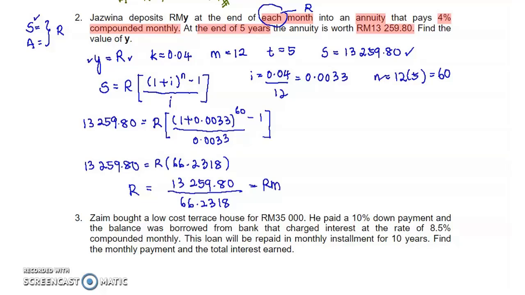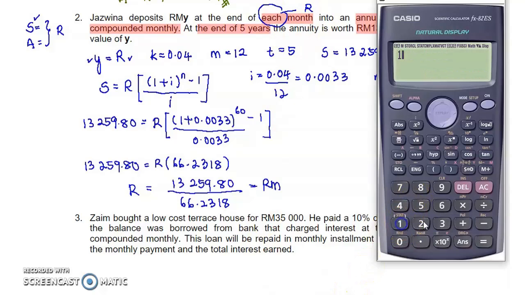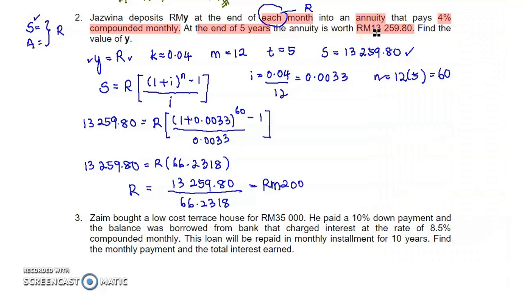So the monthly payment here, because we pay every month in this question, is 13259.8 divided by 66.2318, which is 200 ringgit 20 cents. Those who are using a fraction for value I, maybe you will get exactly 200 or less than 200. It depends, due to the decimal points. No problem if you use a fraction also.